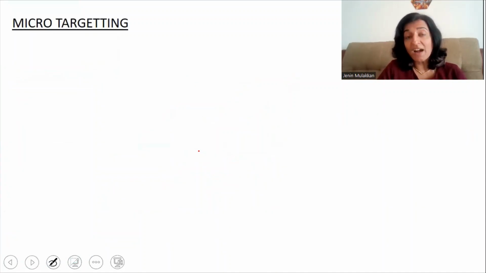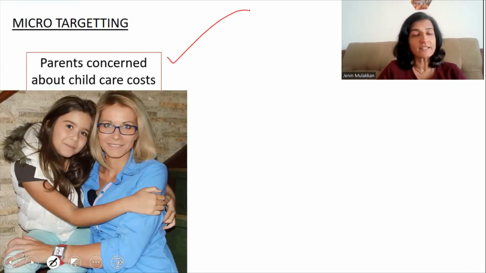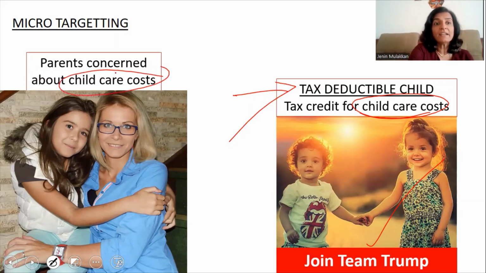Now, if you have been grouped under the head or category of parents concerned about the child care cost, then you would be shown this ad, tax deductible child, which means that you get a tax credit or a deduction from tax for the child care costs that you are incurring. And you will have to join Team Trump, or you will have to vote for Donald Trump for this tax deductible child to be implemented. So now, if you are a parent concerned about the child care cost, won't you feel happy? Won't you feel the inclination to vote for Donald Trump?